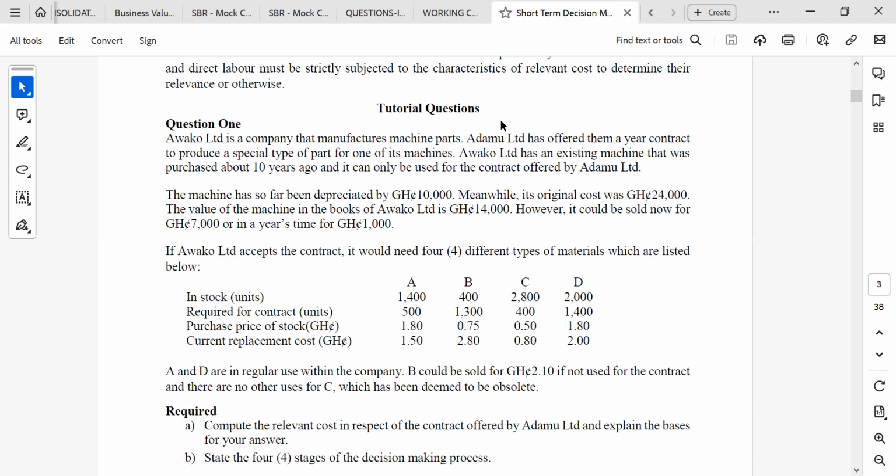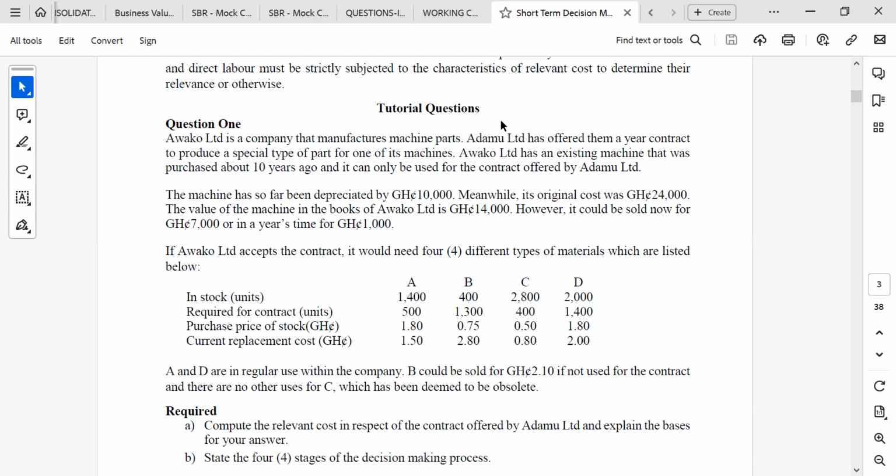Okay. So they are asking us for relevant cost. So the relevant cost for the contracts. What are the things that we are using for the contracts? We are going to be using 4 different materials, isn't it? Yes. Okay. And they are saying that A and D are in regular use within the company. So it means that if we use them, we have to replace them immediately, isn't it? Yes. Okay. What is the material required for? Have we been given the material requirement for the contract?